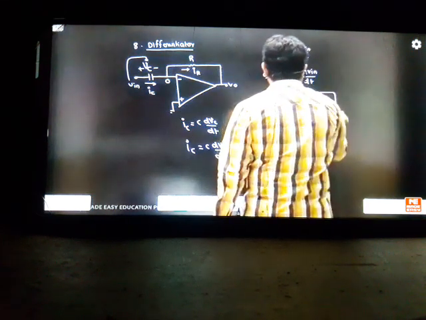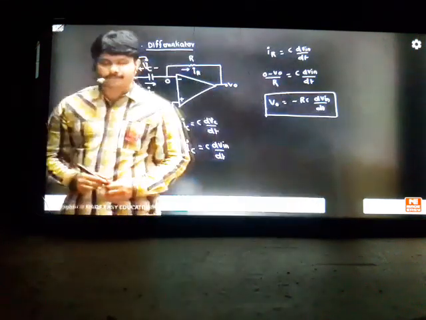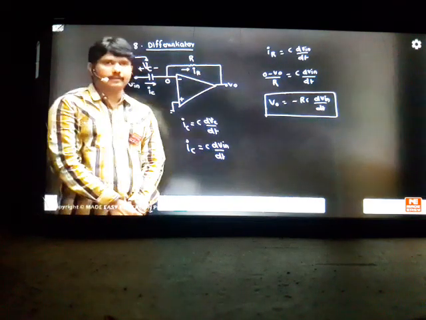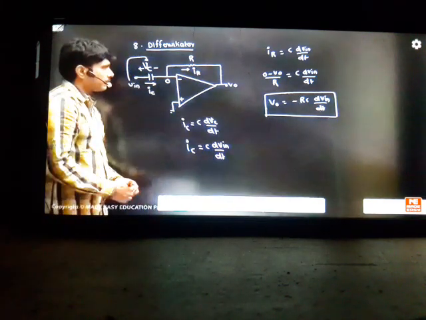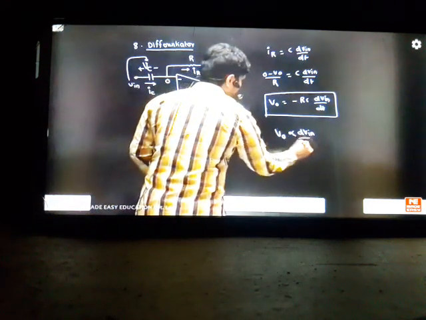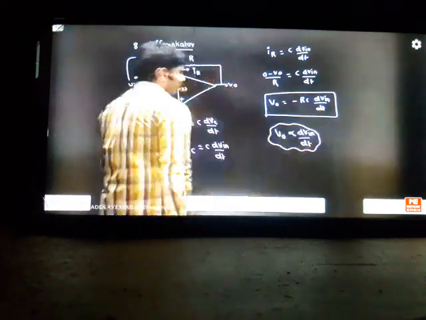So you can see the link I provided: output to input is a differentiation relation. This is not a very important topic. In competitive exams, they mostly ask about integrators and never ask about differentiators, but you must have a basic idea. This is more than enough for studying differentiators. So we got a relation here: V0 is proportional to dVIN by dt. It's just the opposite of integrators.